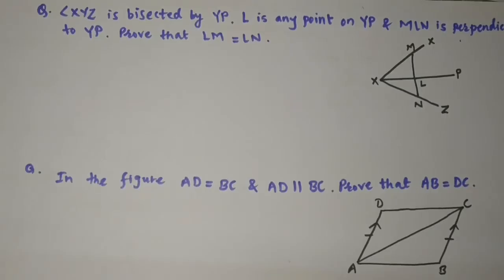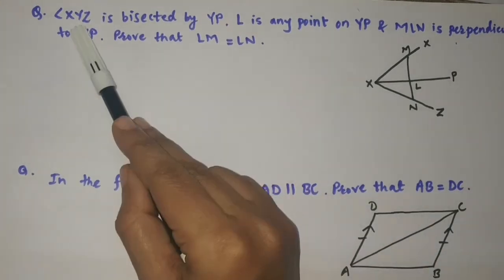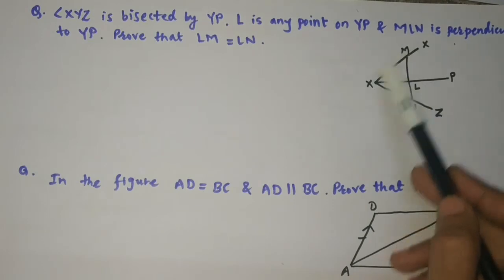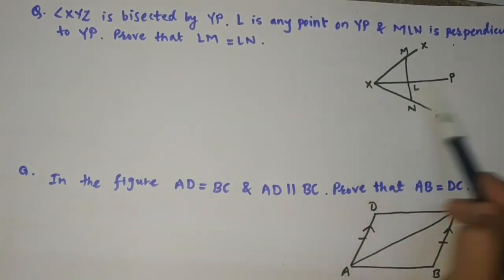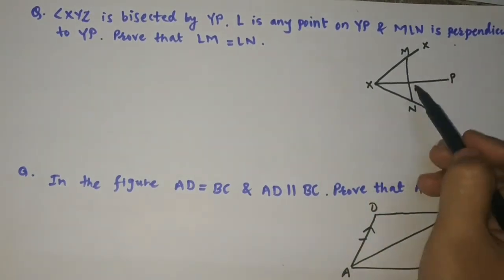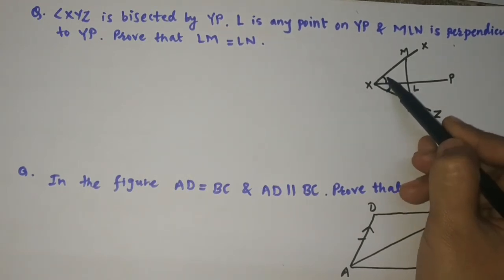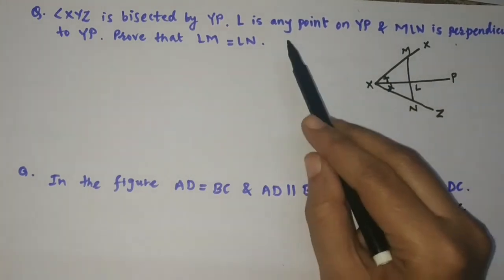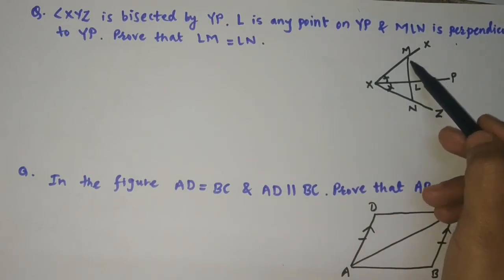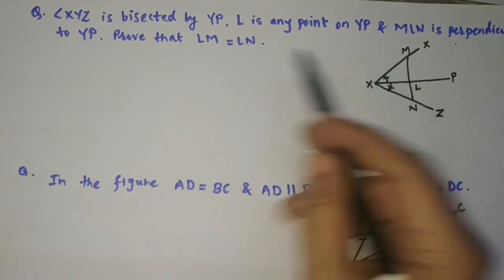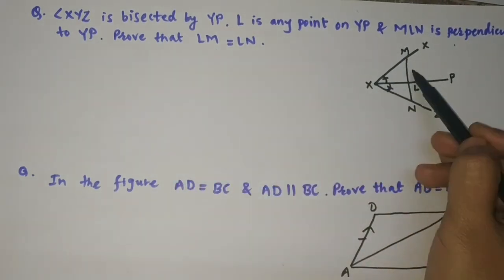Now friends, the next question is, angle XYZ is bisected by XP. So when a ray bisects an angle, it becomes two equal angles, meaning this angle is equal to this angle. And L is a point on XP such that MLN is perpendicular to XP. So we have to prove LM is equal to LN. We have to prove this side.